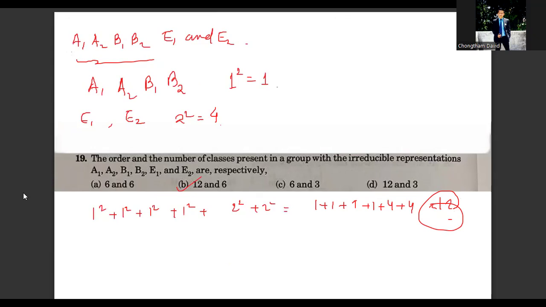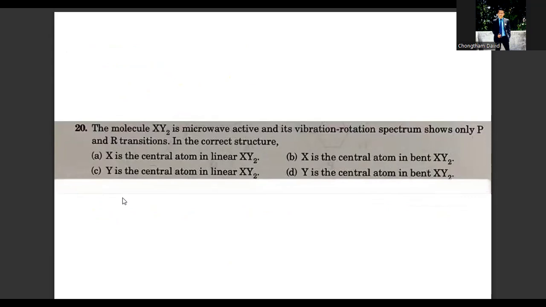Moving on to the next question, question number 20. The molecule XY2 is microwave active, and its vibration-rotation spectrum shows only P and R transitions. What is the correct structure? To determine the correct structure of the molecule XY2 based on its microwave activity and the presence of only P and R transitions in its vibration-rotation spectrum, let us break down the reasoning one by one.